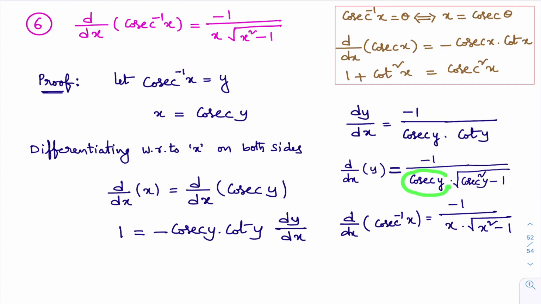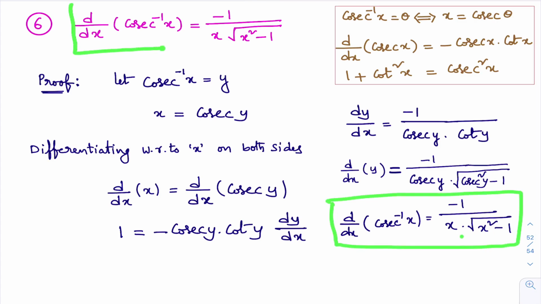Here you see what is cosecant y? Cosecant y is x. You see here, cosecant y is x. So in place of cosecant y, I written x into square root of cosecant square y minus 1. Cosecant square y is what? Square this on both sides. Cosecant square y is x square. So in place of cosecant square y, I can write x square minus 1. So dy by dx of cosecant inverse x is minus 1 divided by x into square root of x square minus 1. Hence, we proved this result.